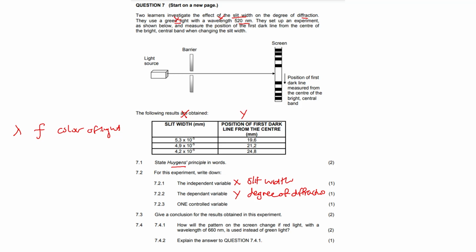7.4.1. How will the pattern on the screen change if red light with a wavelength of 660 nanometers is used instead of a green light? The bright central band will increase and the colored bands will be red instead of green. Then 7.4.2, explain your answer. If the wavelength increases, the degree of diffraction will also increase. So they are directly proportional.